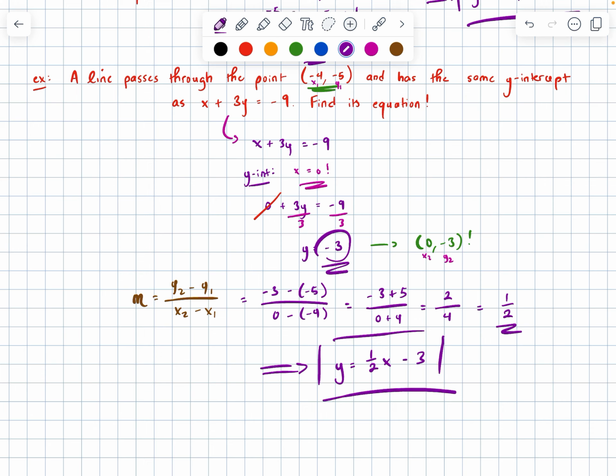Congratulations, you are now a master of finding equations of lines. Starting next time, we're going to see how we can further increase the creativity of the problems that we solve by talking about some parallel lines.